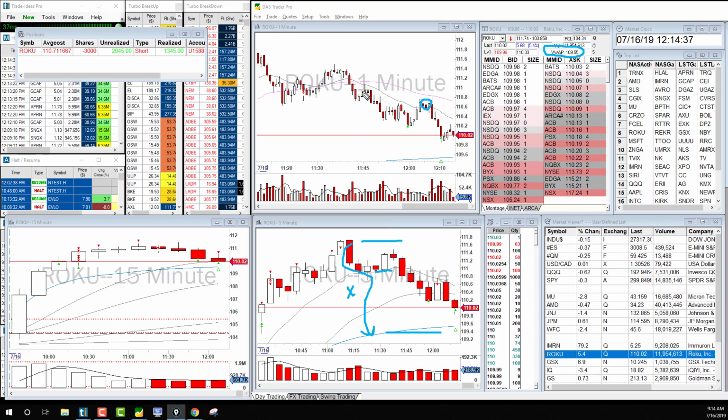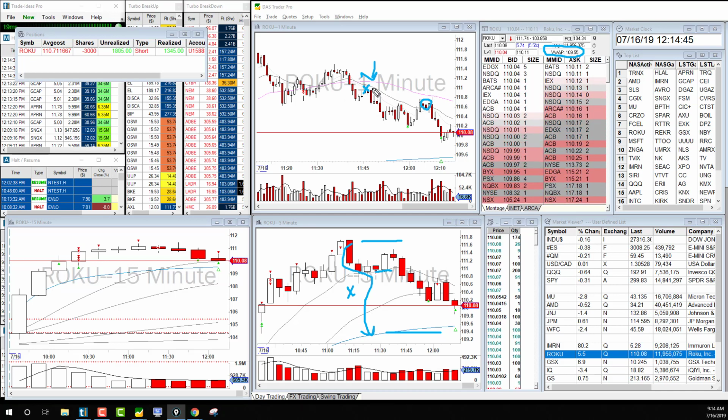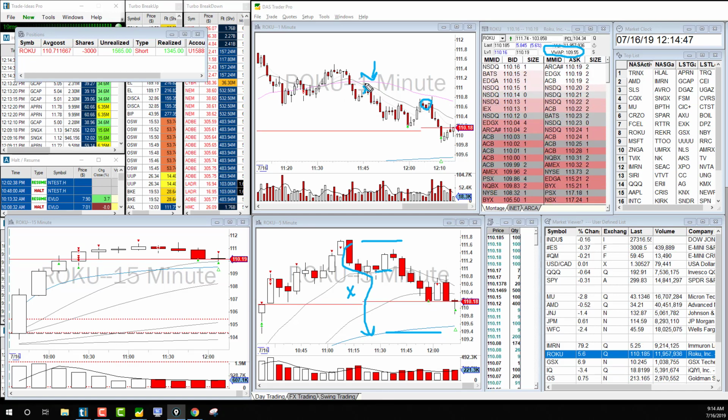Although my entry was not perfect, this is a bad entry. A much better entry would have been here, when the 50 moving average comes on top of 9 and 20, and it is in the classes. Carlos is teaching that, and he possibly can actually make a video on that.